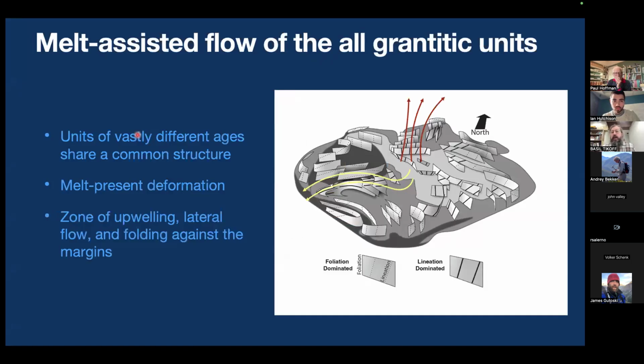And so thinking about that with the idea of knowing what the lineations and foliations are suggest that you're getting melt present deformation everywhere. And despite having different ages, they're sharing a common structure. So that argues that they're all being affected by an upwelling, the zone of upwelling, again, sort of in the middle of the Cleland suite, with lateral flow and then folding against the margins.